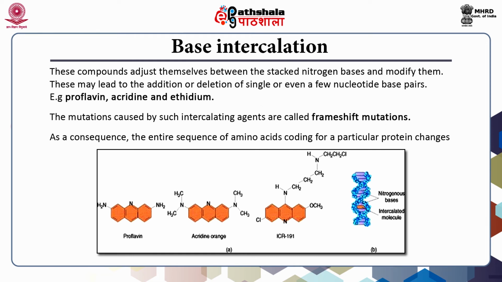And you can see the example in the bottom picture. These are the three compounds, proflavin, acridine orange and ICR 191, and then in the picture you can see how they are intercalating between the nitrogen bases, the yellow part. So, this is how, once they are intercalated, they may cause frame shift mutation.